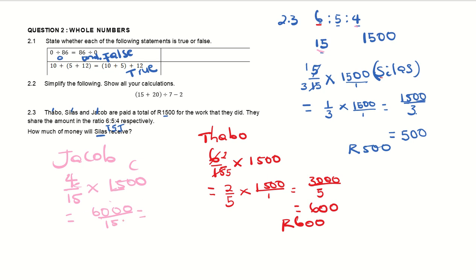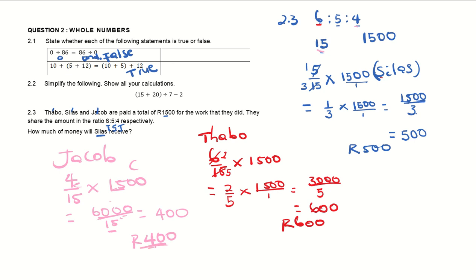What do I get? Well, how many times does 15 go into 60? We know it goes 2 times into 30. 60's got 2 30's, so it's going to go 4 times into 60, and we have our 2 zeros at the end. And you see that Jacob would get 400 rand.